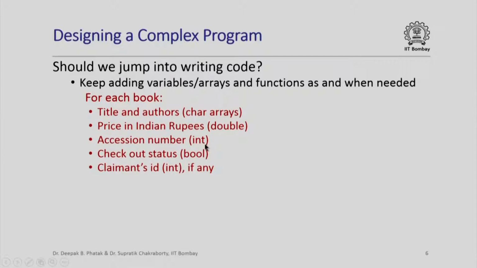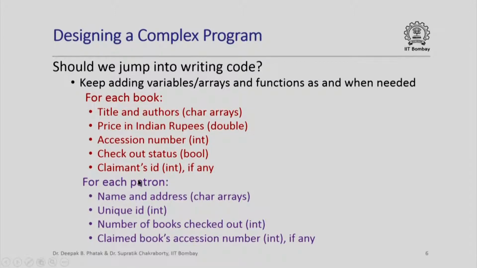Similarly, I could have an integer variable for each book which stores the accession number of the book. I could have a boolean variable for the book which stores its checkout status, and I could also have an integer variable for each book which stores the unique ID of any claimant for that book.